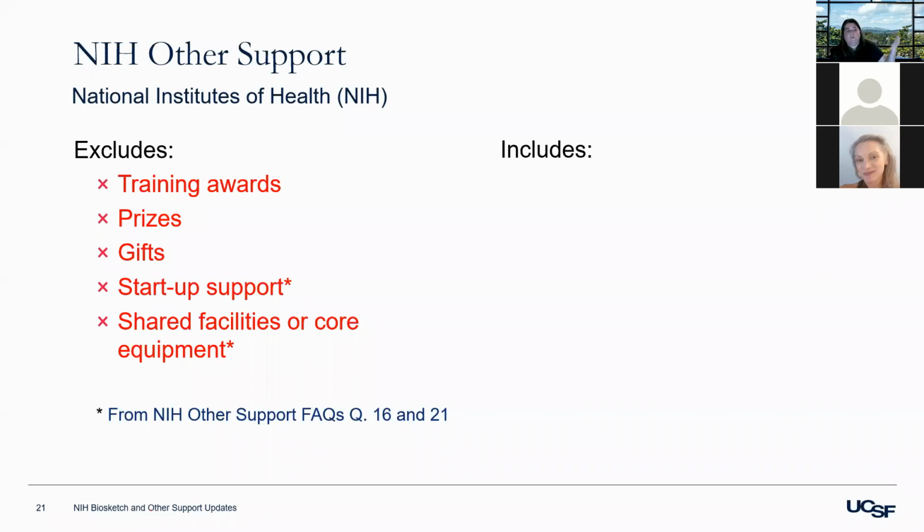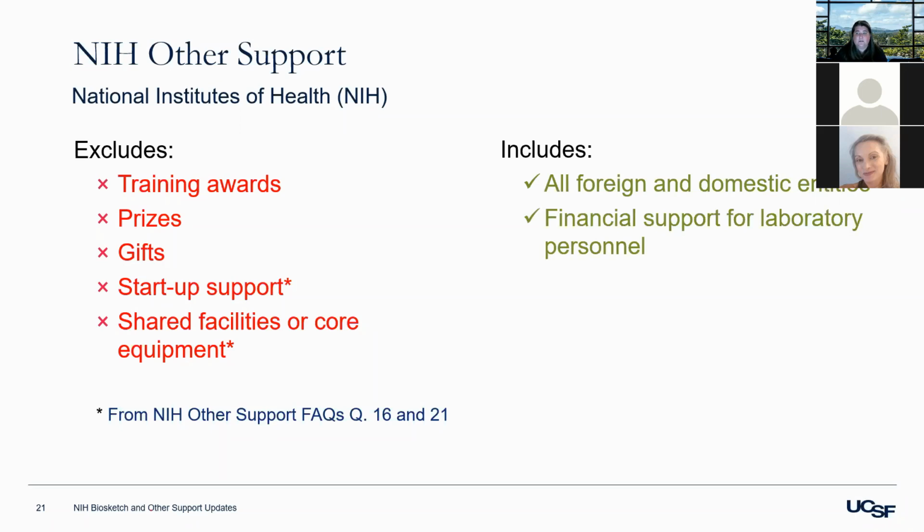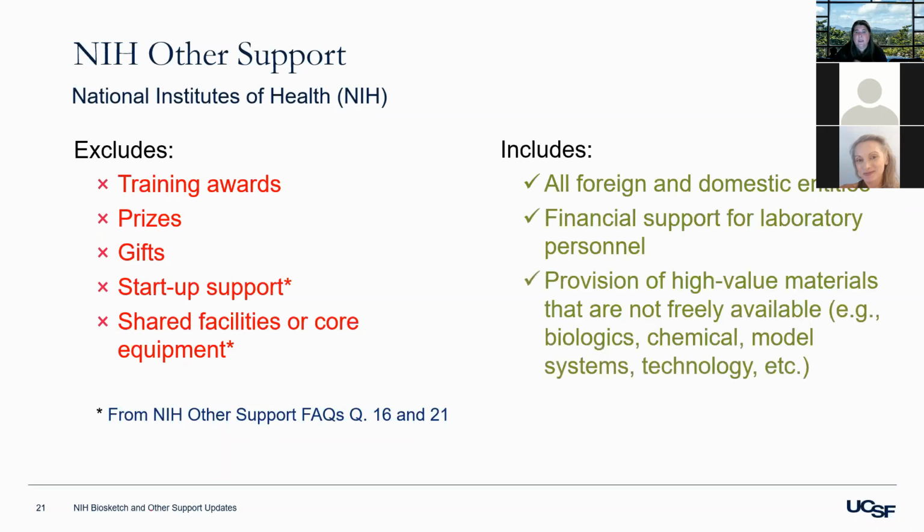So this is what we don't have to include. What do we have to include? All foreign and domestic entities. So it's not just research or support that's coming through UCSF. If the faculty does have a joint appointment, or they have outside activities where they're receiving research support outside of UCSF, that does need to be included on the other support document. Any financial support for laboratory personnel, and provisions of high value materials that are not freely available, and they give some examples. So anything that really is providing support to the research, even if it's not a dollar amount, still needs to be included. And we're going to go through this in a little bit more detail.